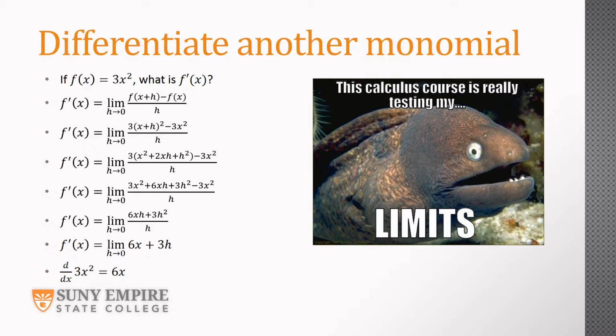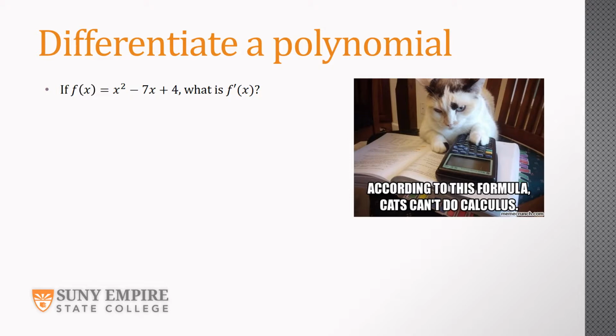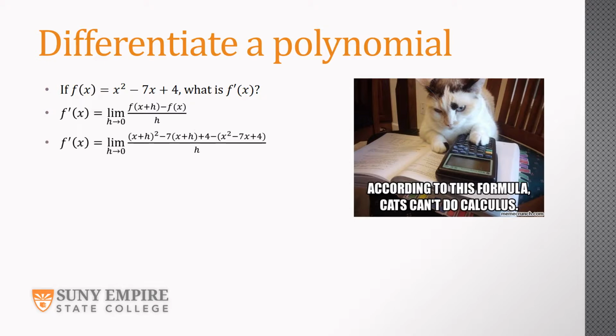But how will we find the derivative of a polynomial with more than one term? If f of x equals x squared minus 7x plus 4, what is f prime? As before, we will employ the formal definition for derivatives. So we have the derivative equal to the limit as h approaches 0 of the quantity x plus h squared minus 7 times the quantity x plus h plus 4 minus the quantity x squared minus 7x plus 4 divided by h.